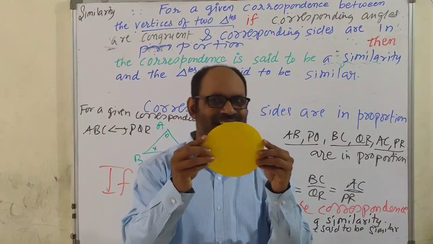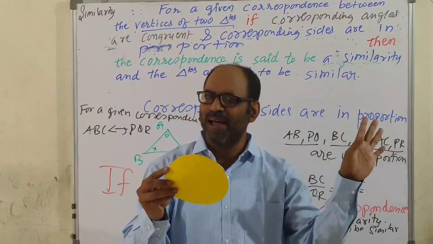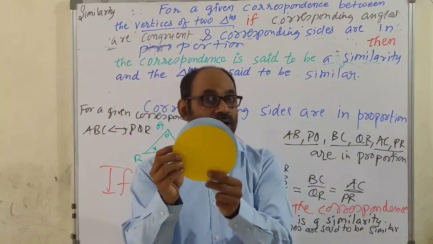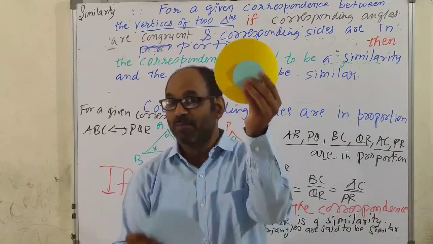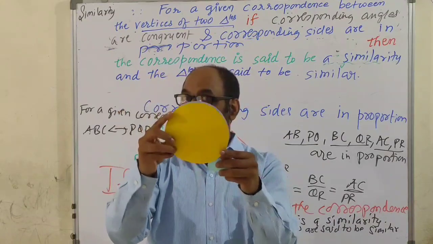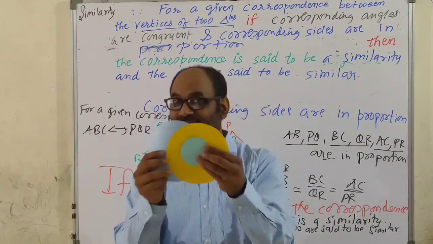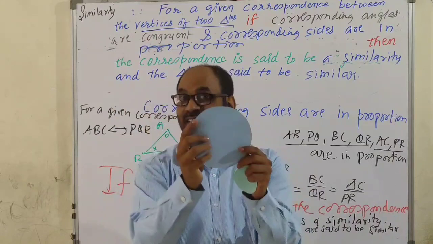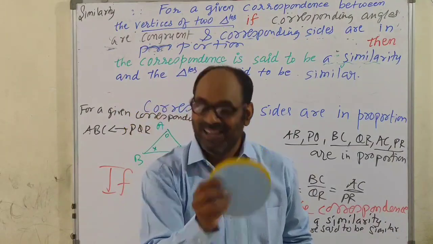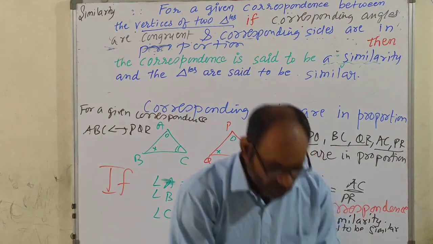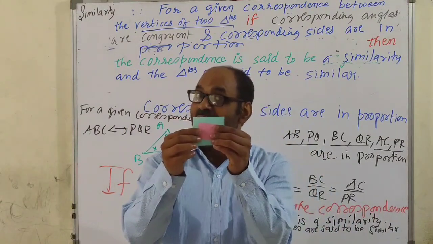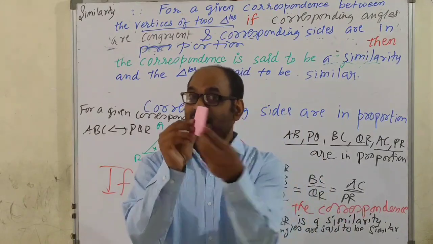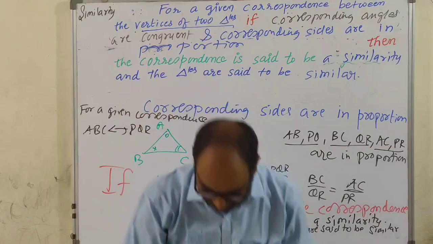The shape is the same. Any two circles have the same shape. So any two circles can be called similar. But all circles cannot be called congruent. These two circles are congruent, but these two circles are not congruent. These two circles are not only congruent, but also similar. Are you getting me? These two squares are similar, but not congruent. These two squares are congruent as well as similar.